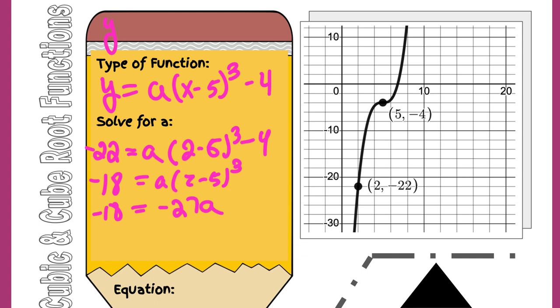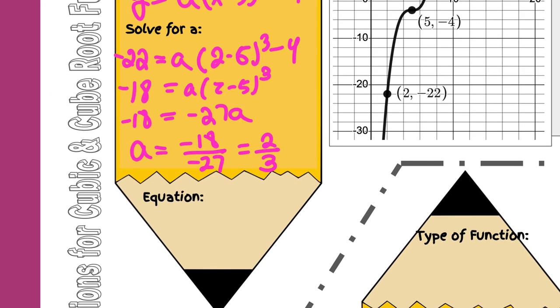Because negative 3 times negative 3 is 9, times negative 3 is negative 27. So now we have a equals negative 18 over negative 27. Will that simplify? Yes. It will become positive 2/3. Perfect. So this is a great example of when you have to solve for a, because using a counting pattern with 2/3 might be a little challenging.